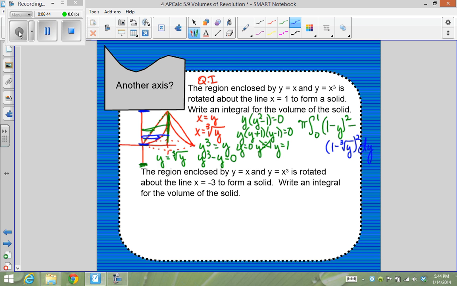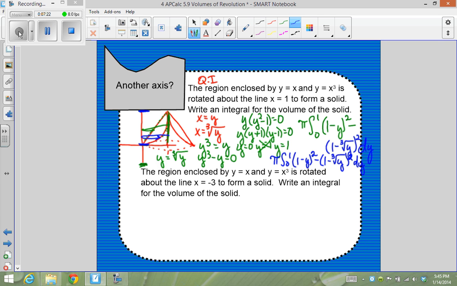All right, so rewriting this to make sure that you can all see it, this is pi integral from 0 to 1 of (1 minus y) squared, minus (1 minus the cubed root of y) squared, dy. Okay, you didn't have to solve it on this one, I just asked you to write the integral. Okay, next one, region enclosed by y equals x and y equals x cubed. It's rotated around the line x equals -3 in order to form a solid.